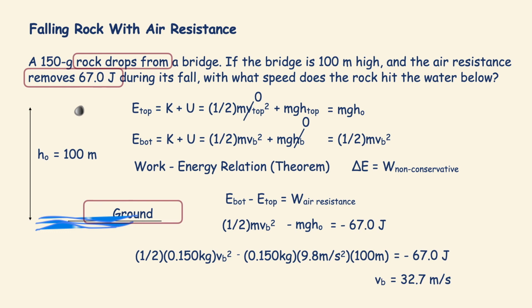In other words, the energy at the bottom will be less than the energy at the top by 67 joules. Which gives us, for the answer of this problem, that the speed with which the rock is going to hit the water will be 32.7 meters per second.